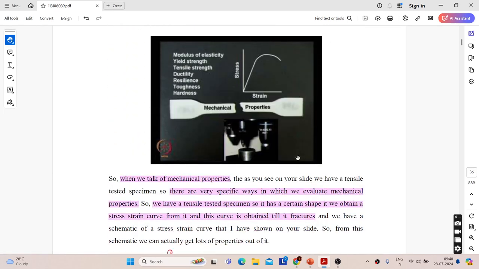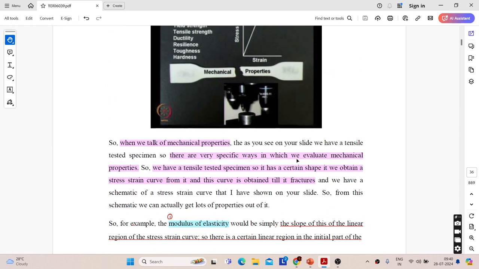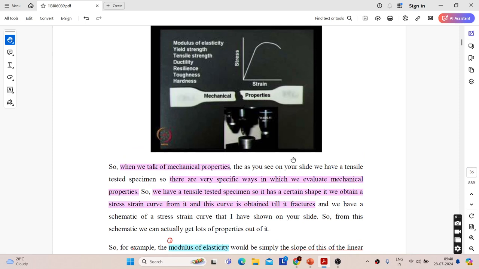First we will talk about the mechanical property. If we start with the mechanical property from the basic step, we know that it is the stress strain curve, right? There are specific ways which explain the mechanical properties of the material. We have a tensile tested specimen that has a certain shape to obtain the stress strain curve. Normally we make a sample which elongates under the stress and strain, and we get the curve which is explained in the stress strain curves.